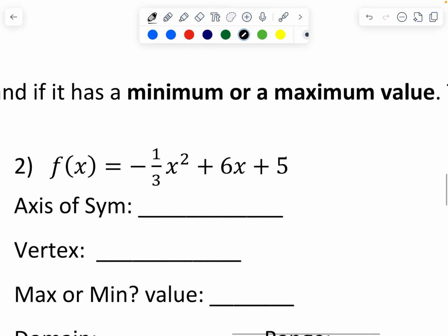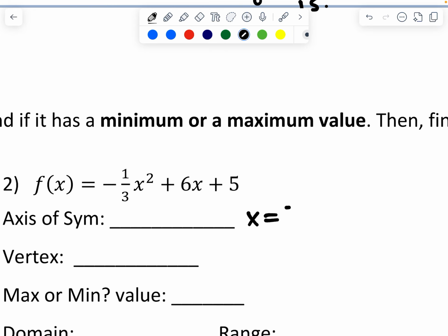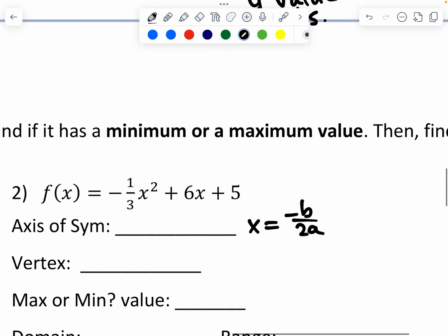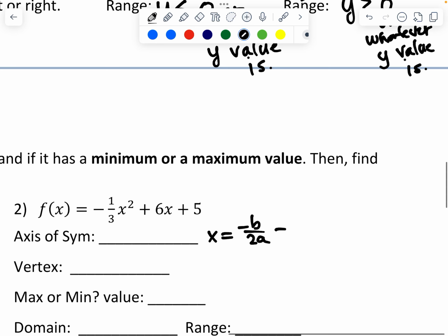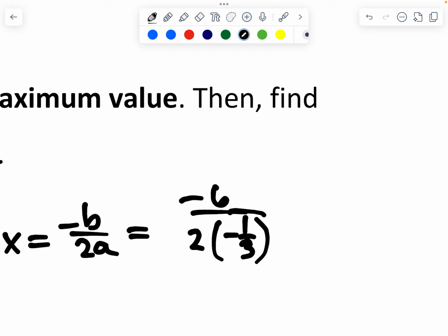We have f of x equals negative 1/3 x squared plus 6x plus 5. We need to find the axis of symmetry. You need to have memorized that formula, x equals negative b over 2a. So this is A, this is B, this is C. So negative 6 over 2 times negative 1/3. On the bottom, 2 times negative 1/3 is negative 2/3.